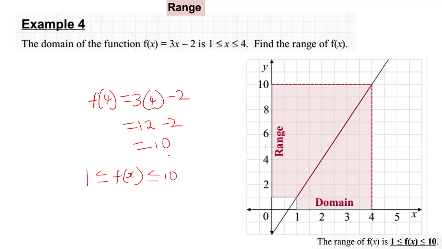So when it comes to a straight line, very easy. All you need to do is sub in the lowest value and sub in the maximum value. They will give you the corresponding minimum and maximum values of y, which is basically the range. So at the bottom here, it says the range of f of x is such that f of x is less than or equal to 10, and f of x is bigger than or equal to 1.